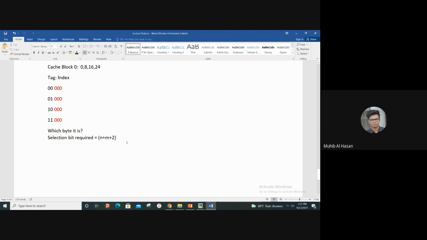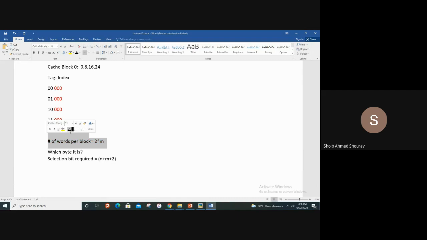So now our assumptions are like this. If the number of cache blocks is equal to 2 to the power n, and the number of words per block is equal to 2 to the power m, then to find the exact byte we need n plus m plus 2 bits.